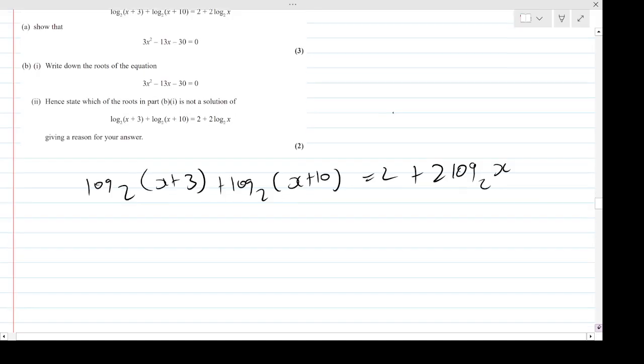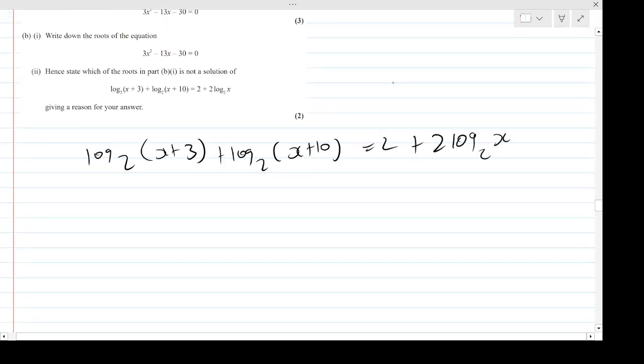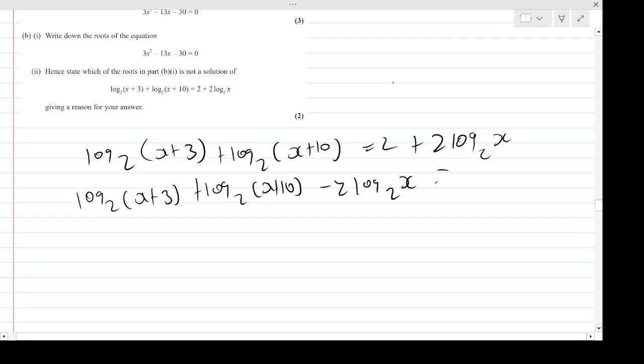So firstly, my strategy is I want all the logs on one side because I just want a single log. So I'm going to move this 2 log x to the other side by subtracting. So we get log 2 of (x + 3), add log 2 of (x + 10), take away 2 log 2 of x equals 2.